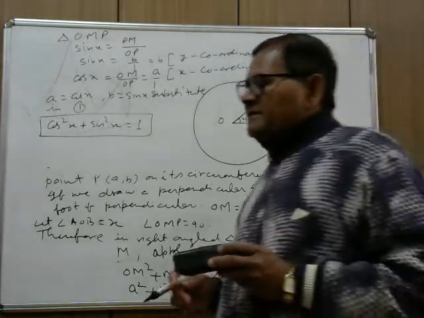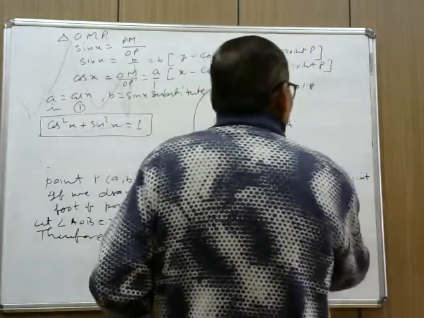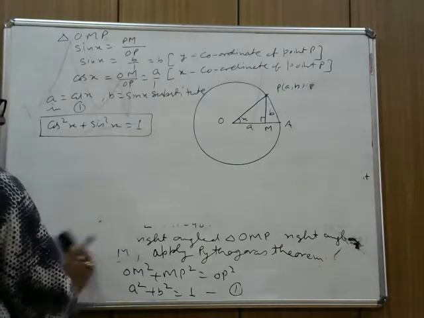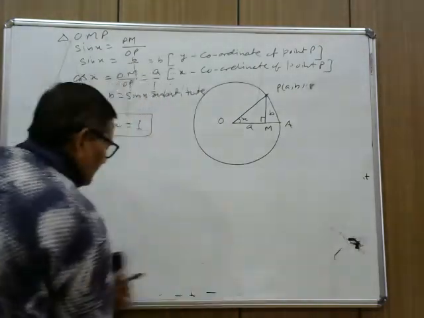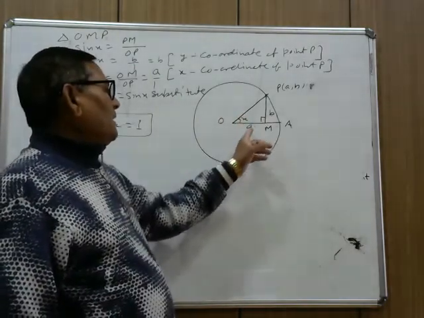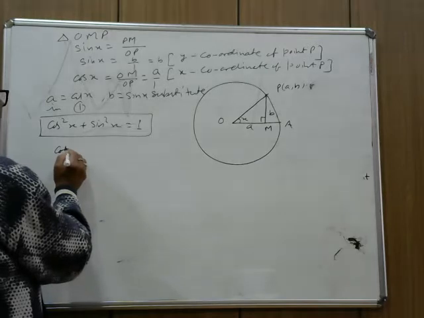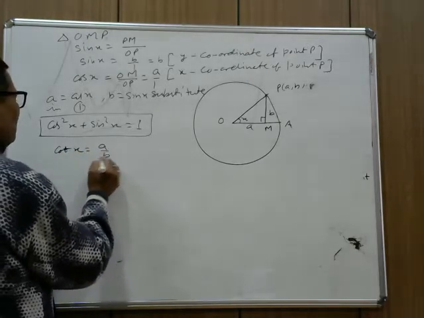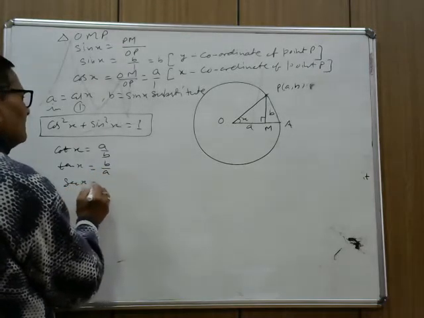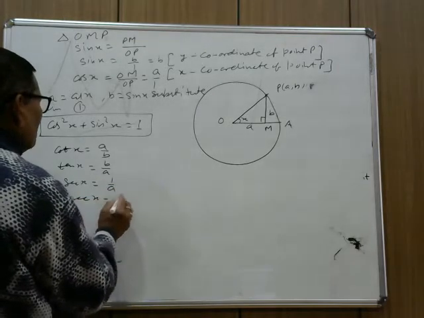So you have seen here sin x and cos x. In the same way, you can define tan x, cot x, sec x, cosec x from this triangle. So tan x is b upon a. Cot x is a upon b. Sec x is 1 upon a. Cosec x is 1 upon b.